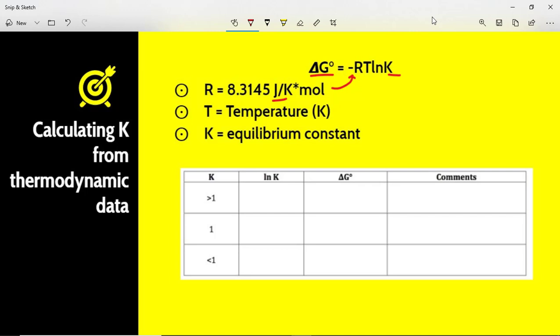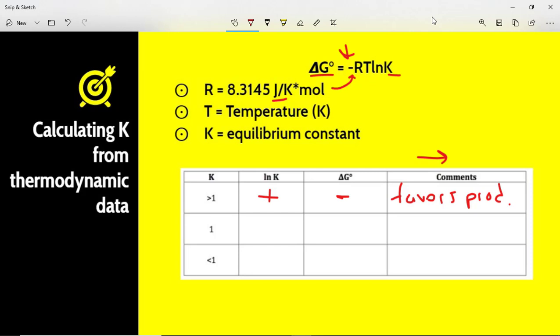So if we think about it, and we plug in a number for K, and K is greater than 1, if we take the natural log of that, that number is going to be positive. And notice we've got a little negative sign here, so delta G is going to be negative. And if delta G is negative, then the reaction spontaneously goes from reactants to products. So this favors product, because the reaction is spontaneous.